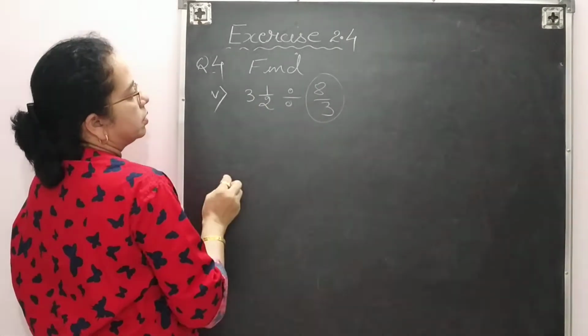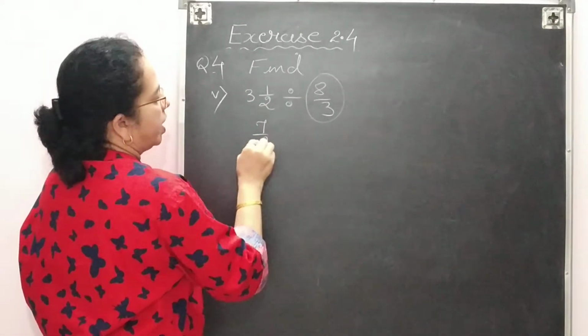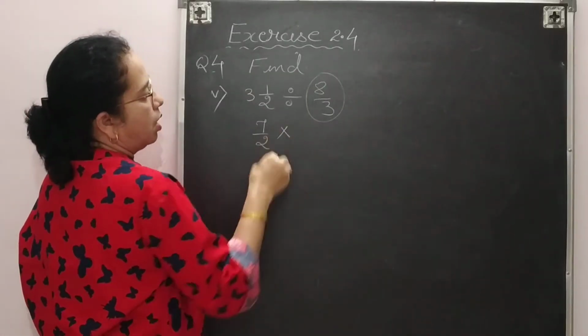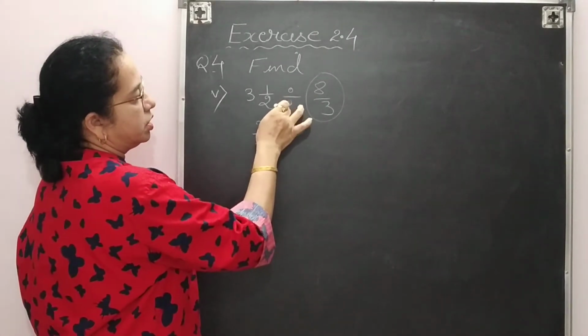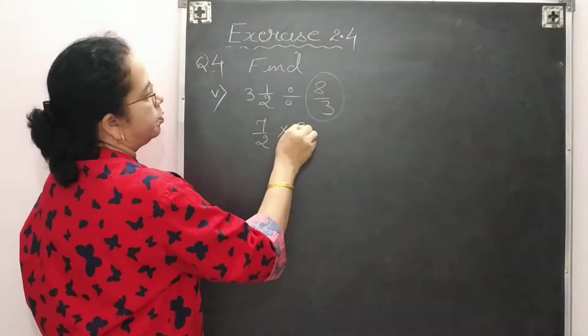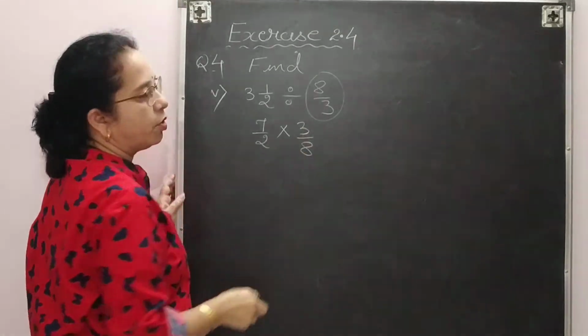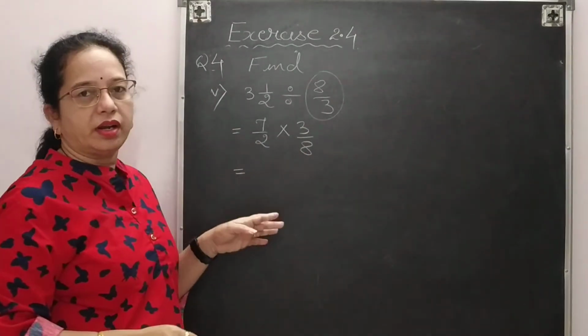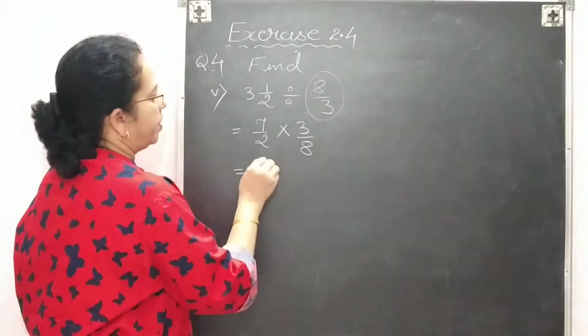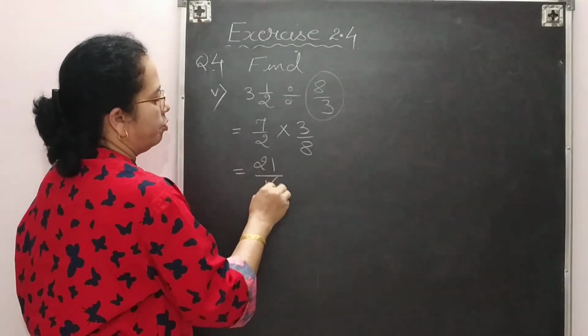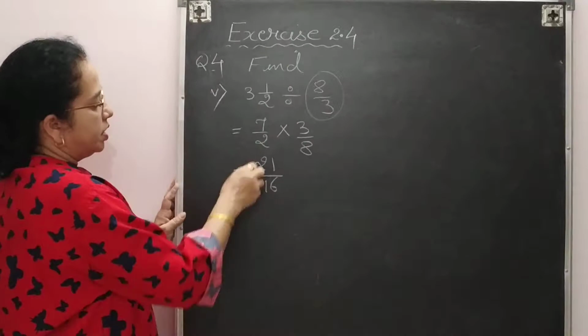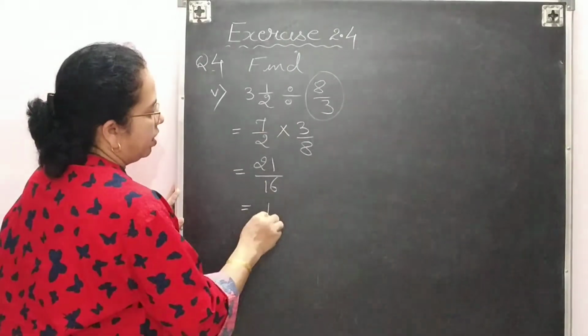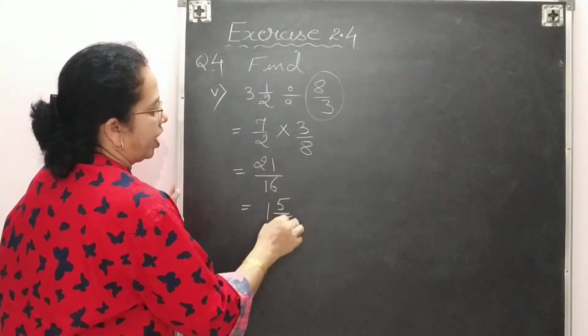2 3s are 6 plus 1, 7 by 2. Now directly I am just converting this division into multiplication, and the reciprocal of 8 upon 3 will be 3 upon 8. Again we cannot cut a number from the numerator and denominator. So just multiply numerator with numerator, denominator with denominator. Since your numerator is greater, we will convert into a mixed fraction.